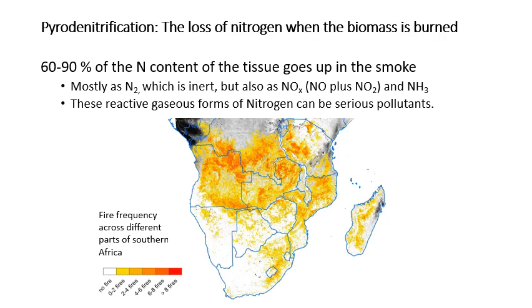So sometimes up to 60 to 90% of the nitrogen content of this tissue will go up into the atmosphere and be lost from the ecosystem. So you can see that with all of these losses, you've got volatilization, denitrification, leaching, and pyrodenitrification. It's a good thing that there are some inputs of nitrogen to the system, otherwise you'd end up draining the system of nitrogen.